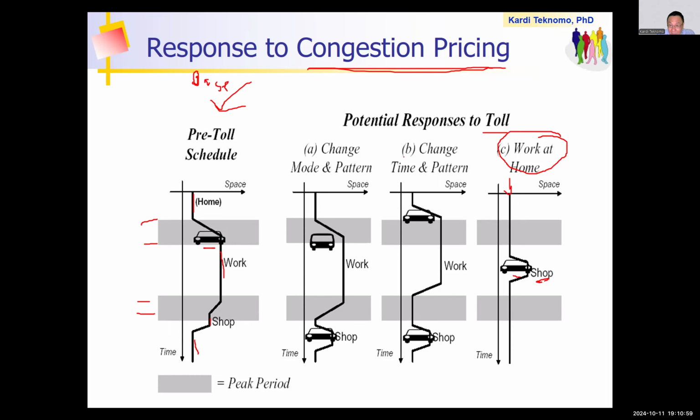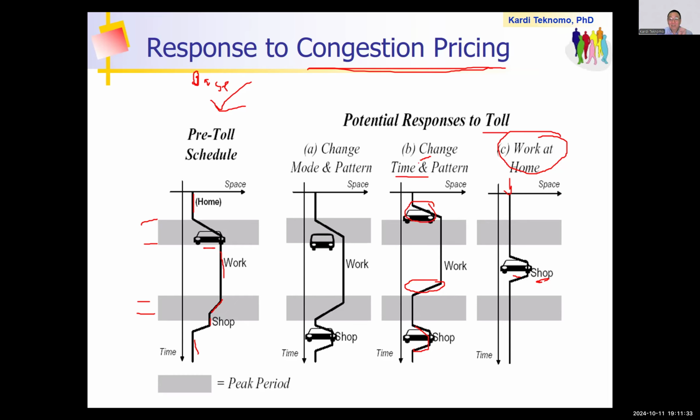The second pattern is to change the time. Before, they would shop on the way home. Now they change: they shop at night. They will go home first and then shop at night, so they will also avoid the congestion pricing. They will go home before the congestion happens, and they will go to the office earlier.